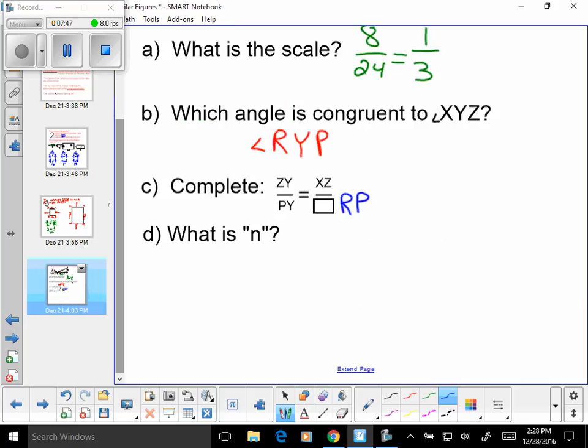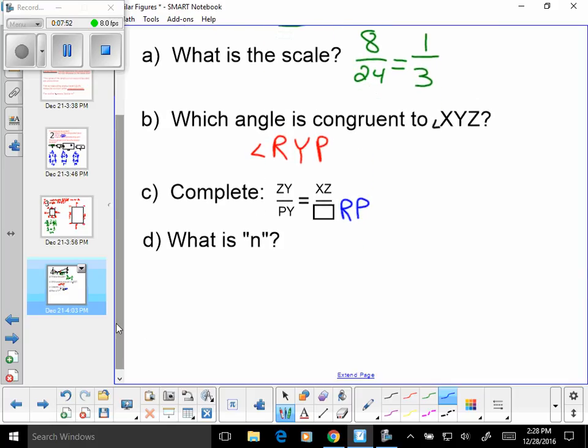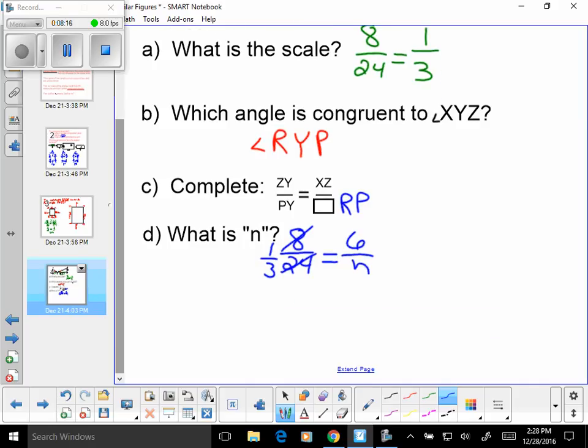What is N? What is the length of the unknown side? Now this is going to be a precursor to what I'm going to do in a following lesson. I know that I have 8 to 24. I know that the 6 corresponds with the N. Now again, because I'm going to cross product this one, I'm going to reduce this to 1/3. And now I can cross product. 1 times N is N, and 3 times 6 is 18. And don't forget your label of feet.